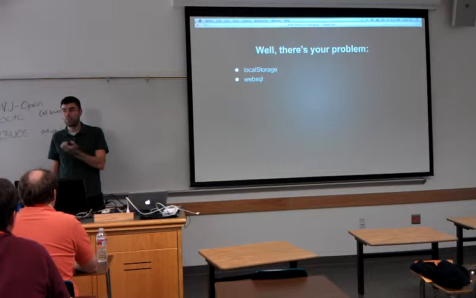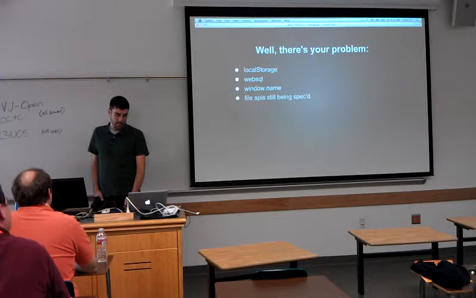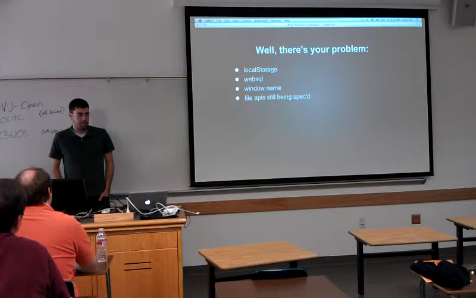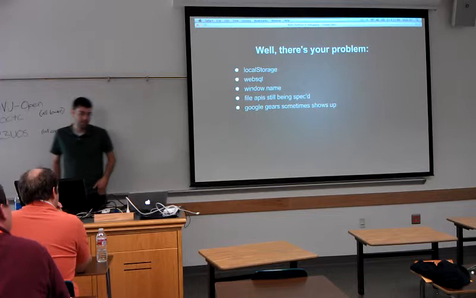Window.name is a problem. It's not available in a lot of the different shells that you use. File APIs, if you're saving and reading and writing files from the mobile web application, they're still being spec'd. It's kind of like you're painting the car while you're driving it down the road. It's not fun. If you've used Google Gears, it's a way to store some offline stuff. Sometimes it shows up. So that's special.